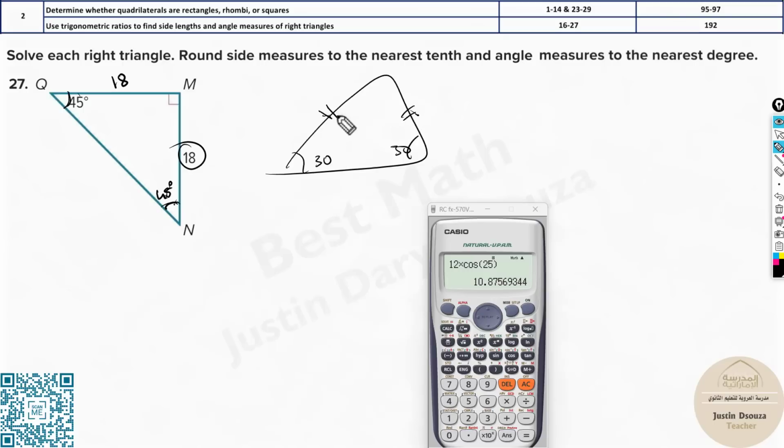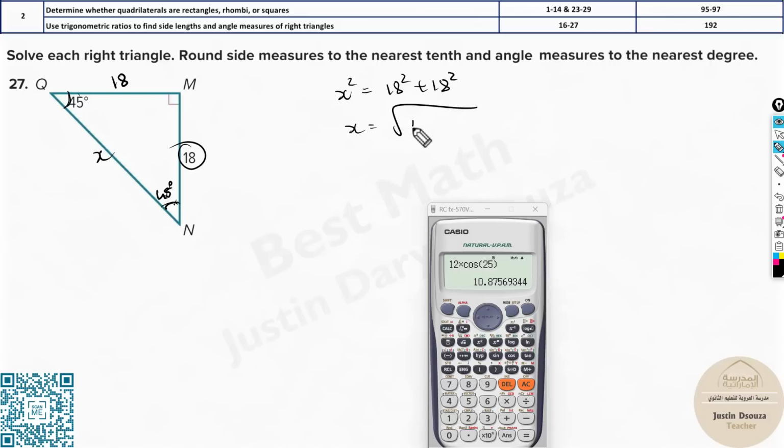The legs will be equal. These two sides are equal. If this is 5, this has to be 5. So this is how we can directly find this length to be 18. And then I will use Pythagoras over here to just solve it up. I'll consider this to be x. X squared is equal to 18 squared plus 18 squared. X is equal to square root of 18 squared plus 18 squared, and x is equal to 18 root 2.